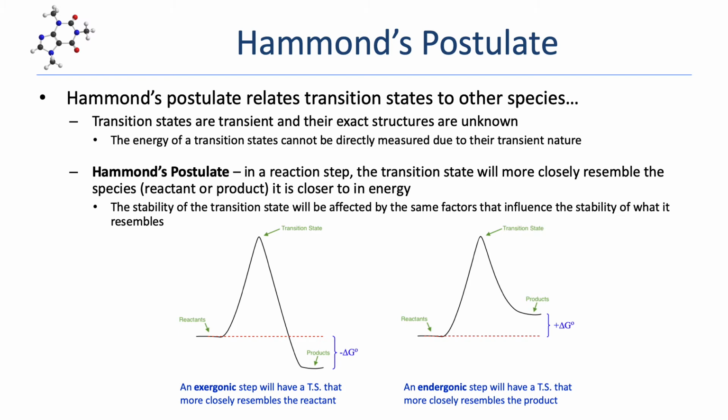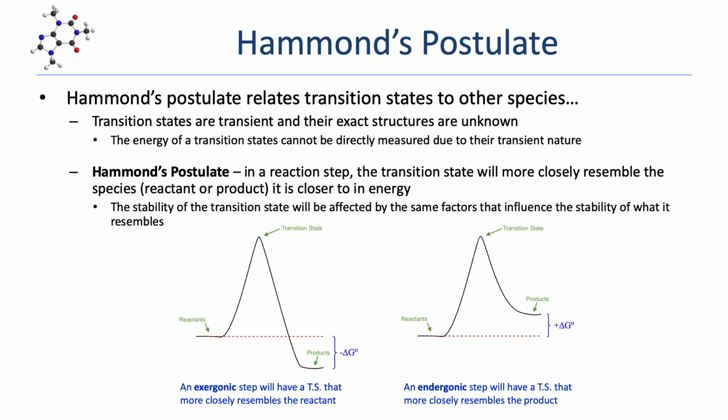And because the transition state in an exergonic reaction is closer in energy to the reactants, it means that structurally it will actually more closely resemble the reactants than the products. If you look at the endergonic example, you see the exact opposite. In this case, you can see that the transition state is closer in energy to the products than to the reactants. And that means that the transition state will more closely resemble structurally the products than the reactants.